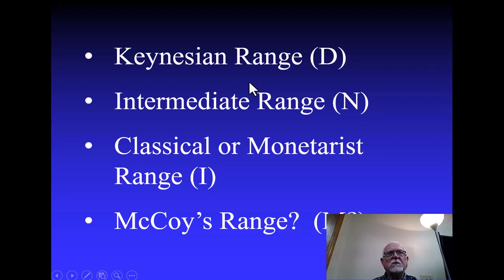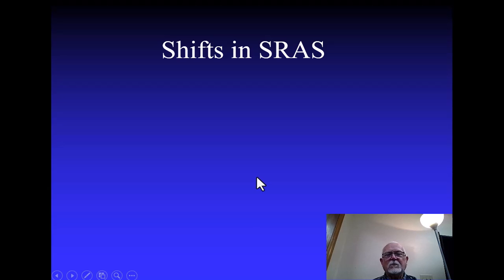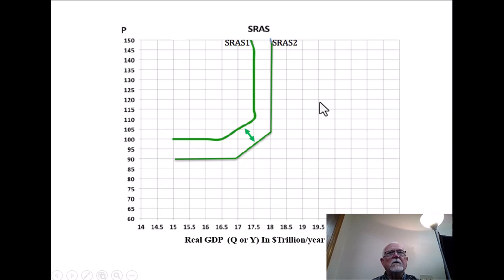So, we talked about the Keynesian range. That's the flat portion. Intermediate range, that's the positively sloped portion. The classical or monstrous range, that's the vertical range, and then that backward bending short run average supply curve, that's my range. Okay, I'm not going to test you on that part, on the M part, but I will the others. So when you have a shift in the short run average supply curve, the easiest way, in my opinion, to think about those shifts is that wholesale costs are changing.